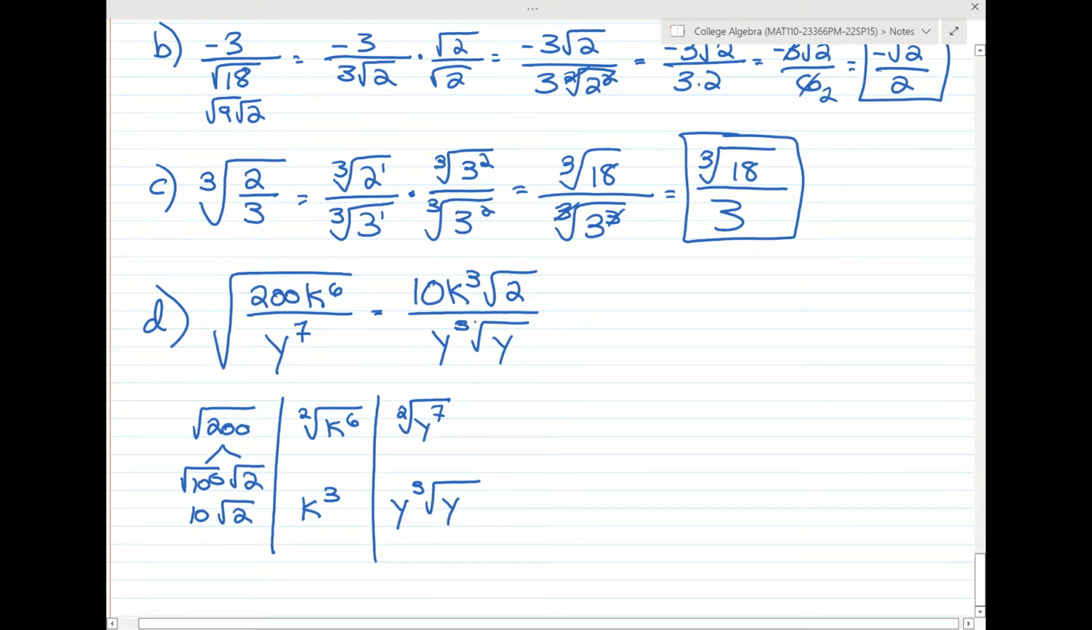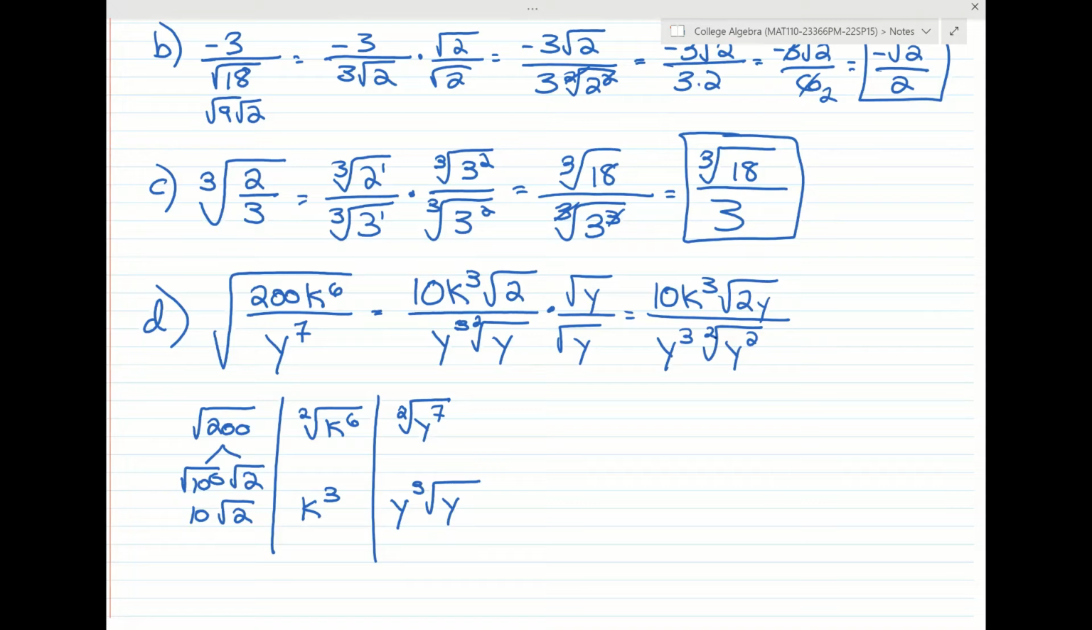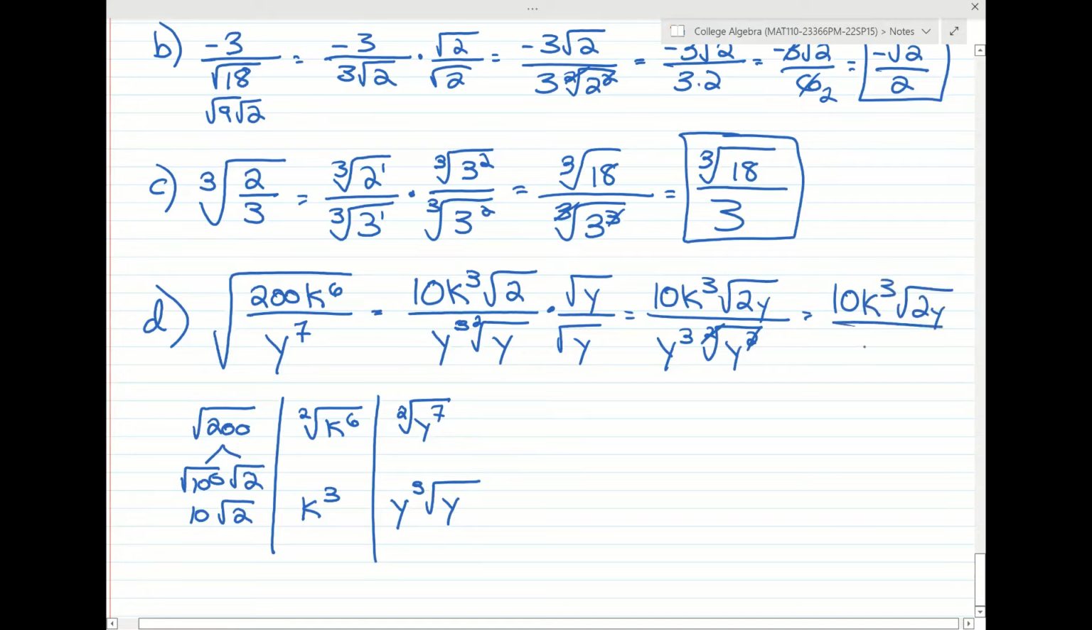So we want to try to make the power of y be a 2, so it matches the index of the radical. If we just multiply by the square root of y on top and bottom, we get 10 k to the third square root of 2y divided by y to the third times the square root of y to the second. The square root of y to the second would cancel, and our final answer would be 10 k to the third square root of 2y divided by y to the fourth. Y to the third times y is just y to the fourth.